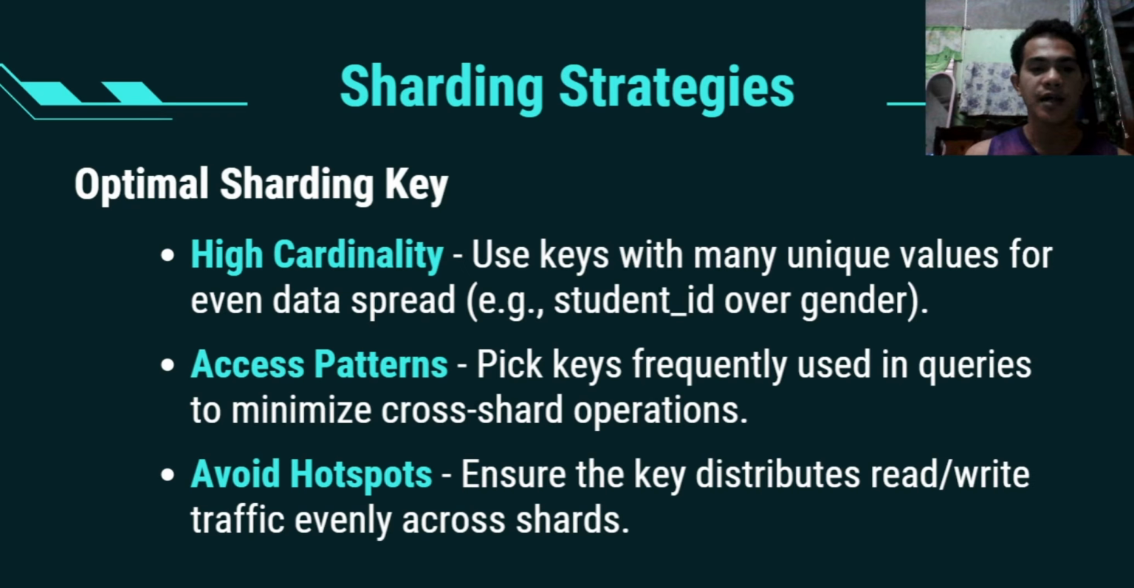Avoid hotspots. Ensure the key distributes read and write traffic evenly across shards. For example, if you shard by a sequential value like a timestamp, you risk creating a hotspot where all new writes go to the most recent shard, causing it to become overloaded. What I mean is hash-based sharding might be a better option to distribute the load evenly across all shards.